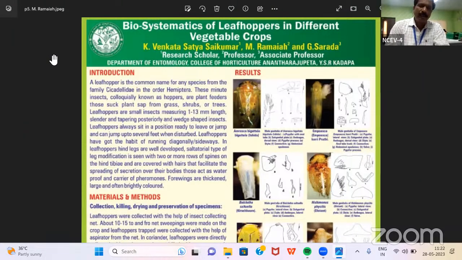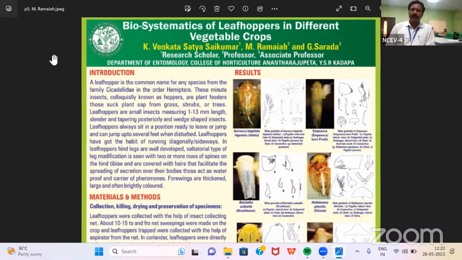Regarding the introduction, leafhoppers are small, wedge-shaped insects. They have brilliantly colored wings, and a characteristic feature is their diagonal movement. They always sit on the leaf, ready for jumping. Here we find two rows of spines in the hind tibia, which is a specific character of hoppers.